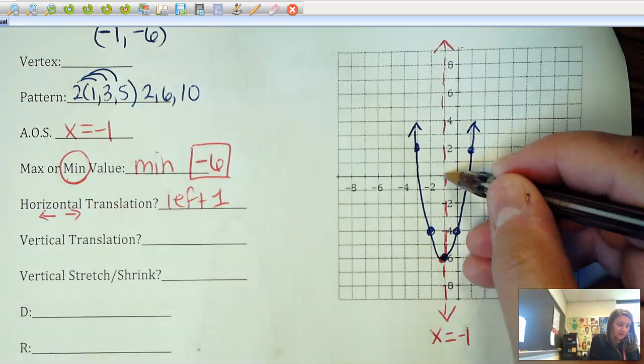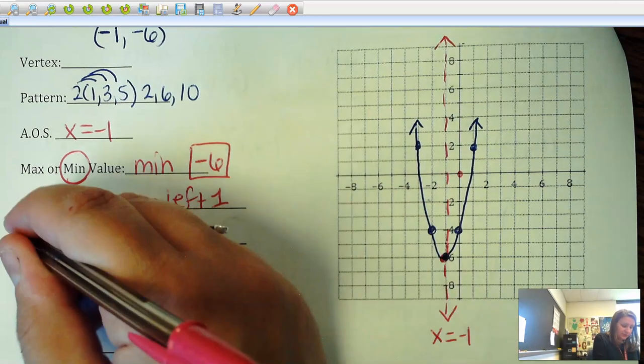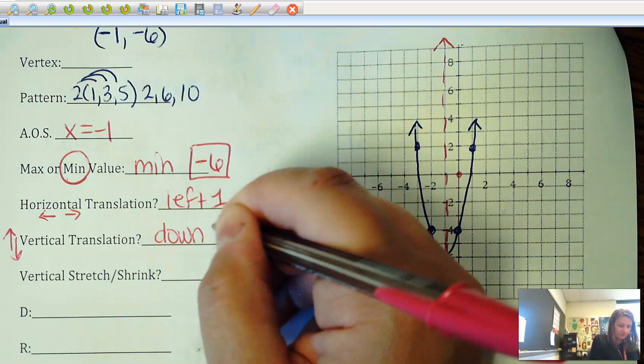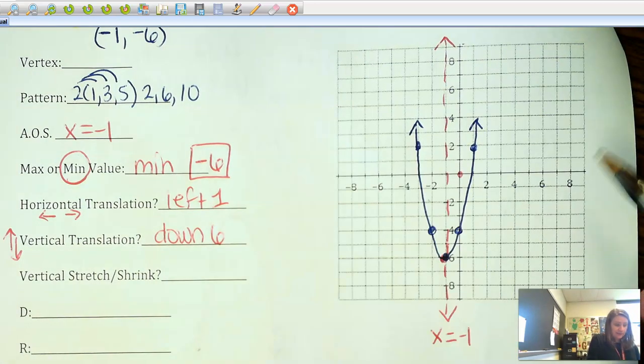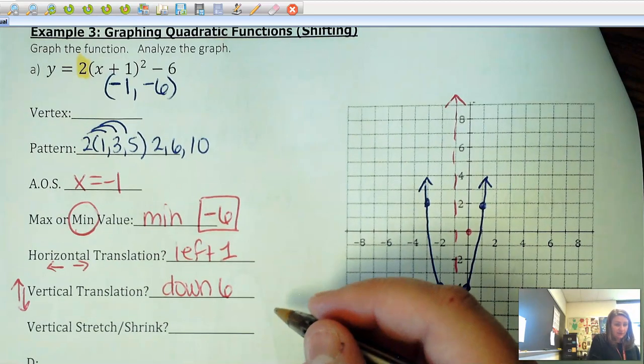And if I do that, then I'm going to go down 6 to get to that point. So the vertical translation is how are you moving up or down? So then this one's going to be down 6. Now, vertical stretch or shrink, if you guys look back up to the equation, let me pull this down a little bit. That's that number I highlighted.